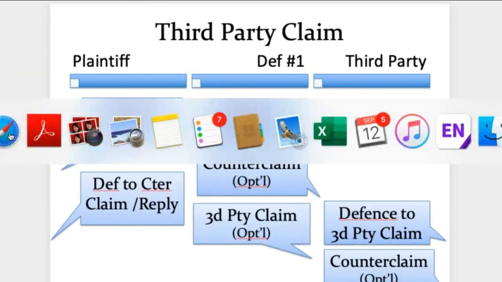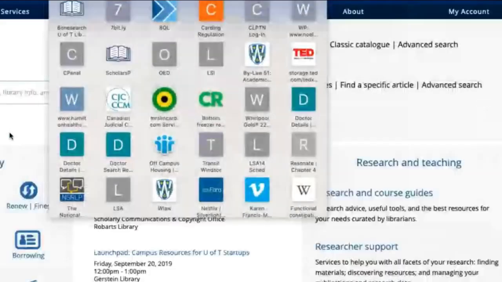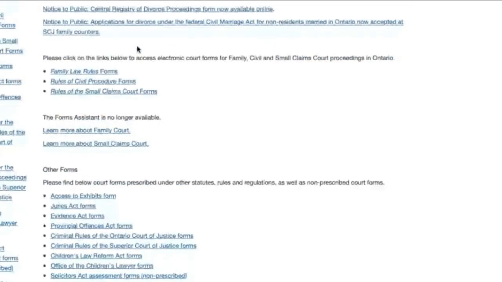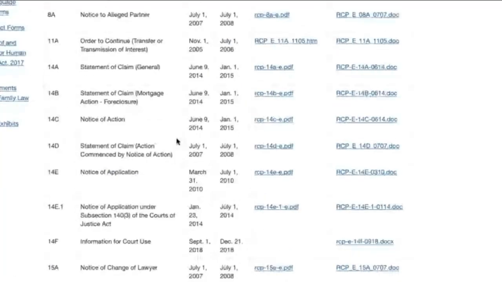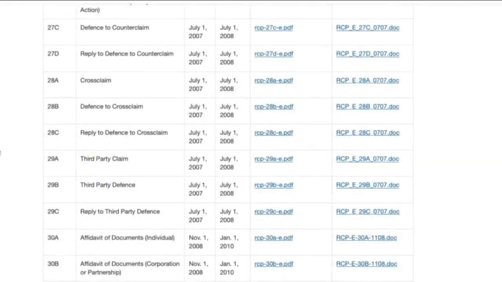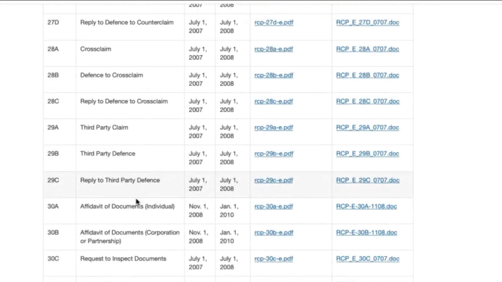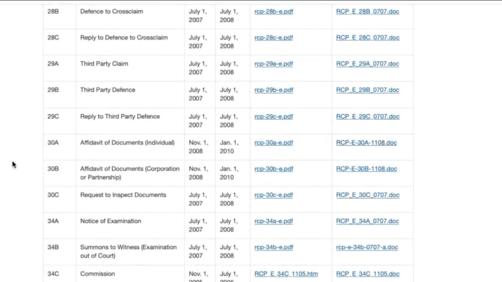Okay, so Komal is asking what a third-party claim looks like. I don't have one that's filled out, but if you go to ontariocourtforms.ca, you'll see there's a form here. This actually isn't going to tell you too much, but all of these things have forms, right? So third-party claim, third-party defense, you can probably guess what that is, and then reply. That's why there's 100 different things here, right? Because every time a party in civil litigation issues a pleading, it tends to have a special name based on where it fits into that conversation.